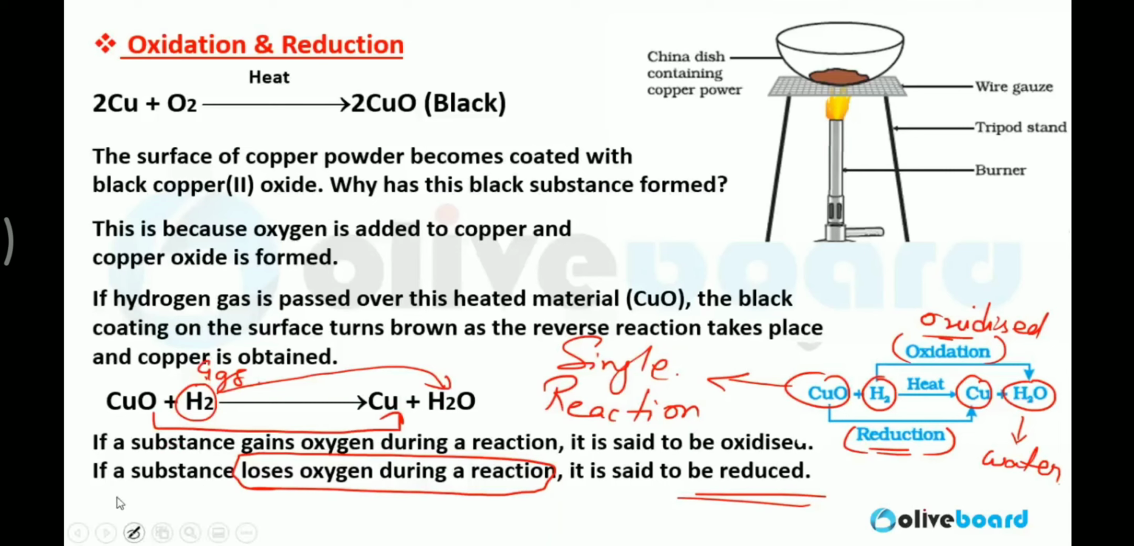So whenever in any chemical equation or in any chemical reaction, oxidation and reduction are present in a single equation, that kind of reaction is known as a redox reaction. Very, very important, redox reaction. Again and again I'm repeating, you will get questions from redox reactions in your examination, so note down each and everything carefully. Clear?